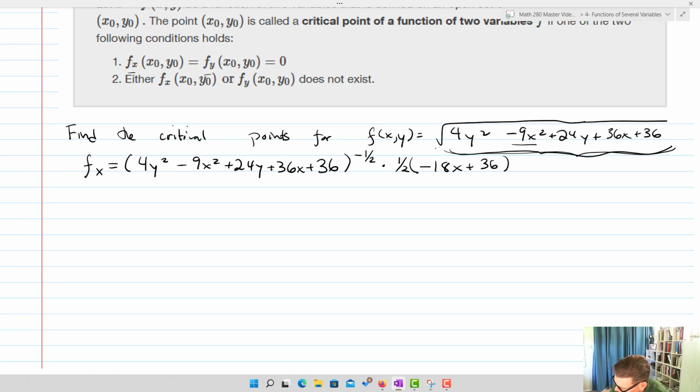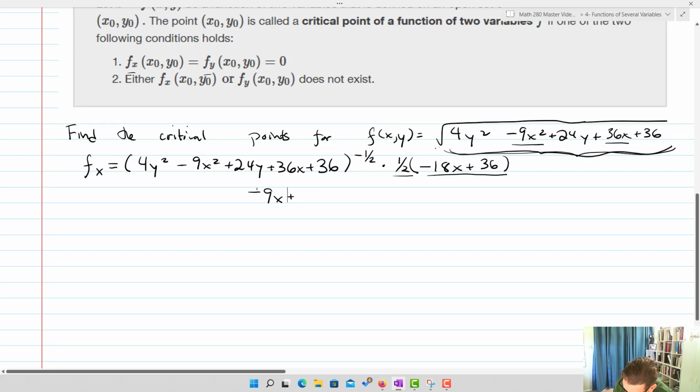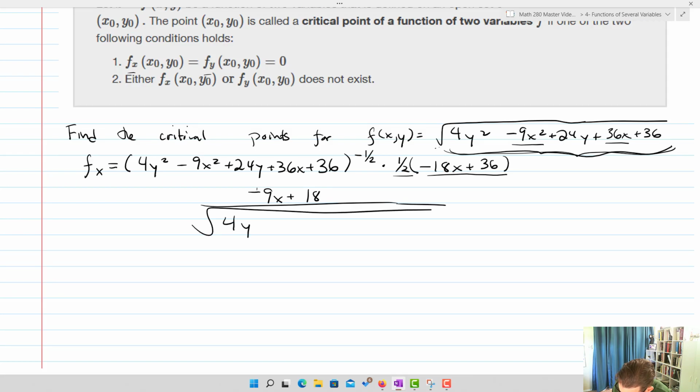Okay, because the only values we have there with x's are the negative 9x squared and the 36x. If I rewrite this, multiply by 1/2 to the whole thing there, that's going to give me negative 9x plus 18, divided by the square root of 4y squared minus 9x squared plus 24y plus 36x plus 36.